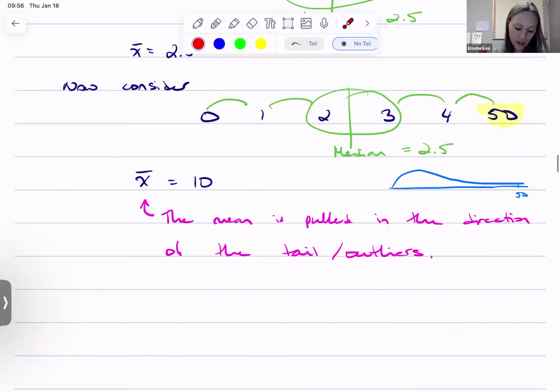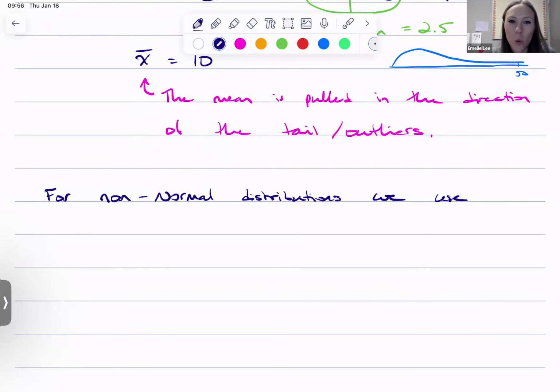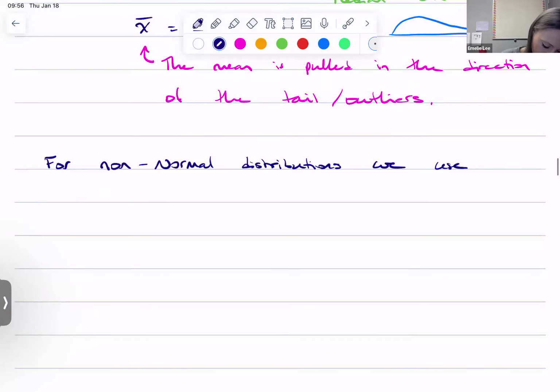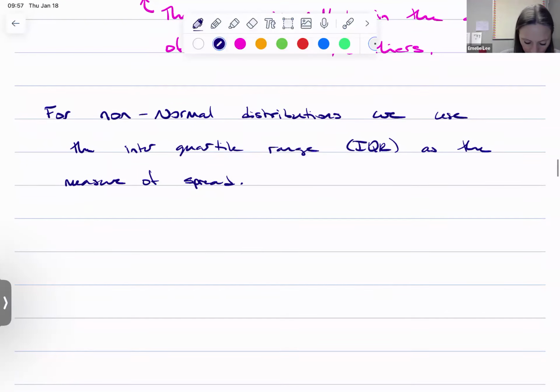Nice. And so for the spread, for non-normal distributions, we use what we call the interquartile range, or the IQR, as the measure of spread. So what is it? I'm going to introduce it here, and then we'll develop it more on the next slide.